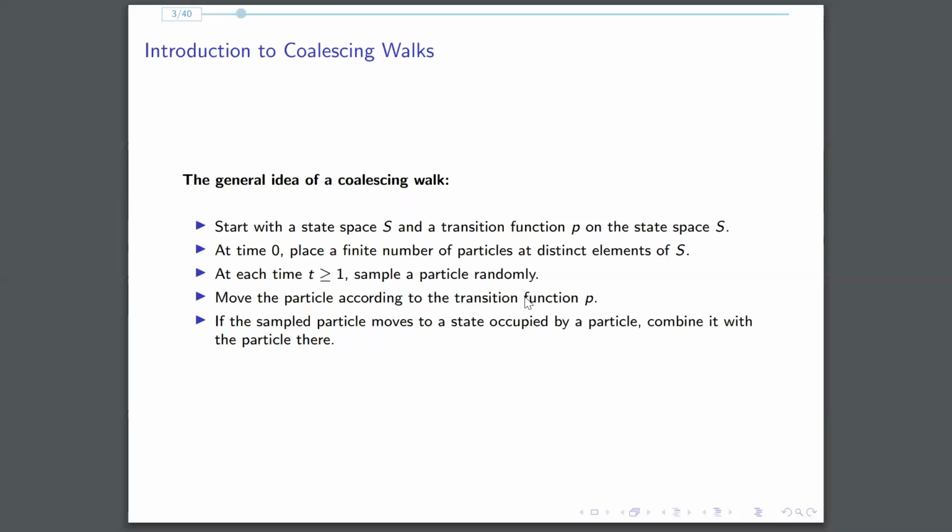The general idea of a coalescing walk is this. Assume we are given a state space S and a transition function P on the state space S. At time 0, we place a finite number of particles at distinct elements of S. Then at each time t greater than or equal to 1, we'll choose a particle randomly. We'll then move that particle according to the transition function P, and if the sampled particle moves to a state that's occupied by a particle, we'll combine the randomly sampled particle with the pre-existing particle into one single particle.